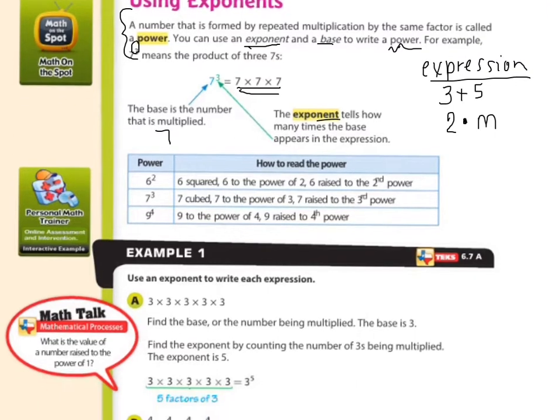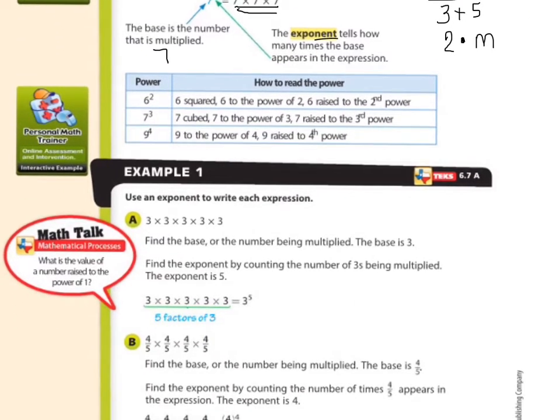Let's look at this table. 6 with the little 2. This is how you say that. There's different ways to say it. When it's a 2, you would say squared. So that's 6 squared. Or you can say it 6 to the power of 2. Sometimes we say 6 to the second power.